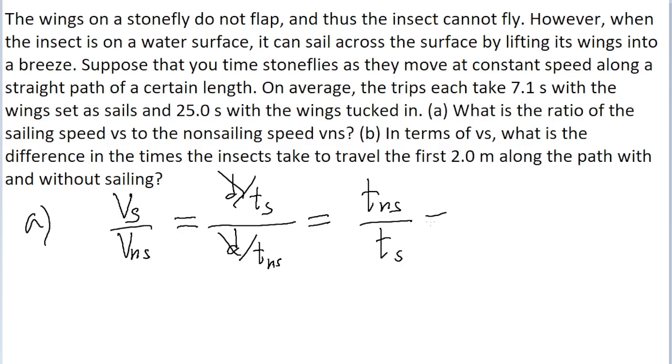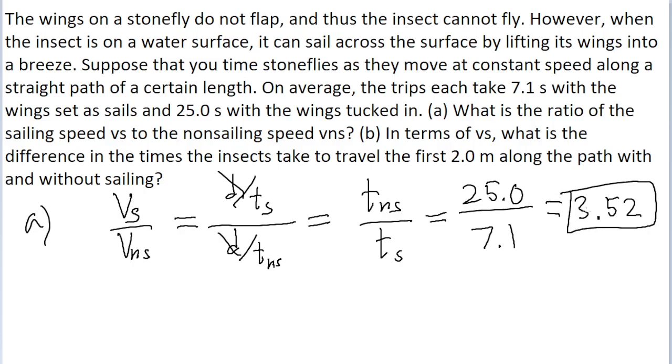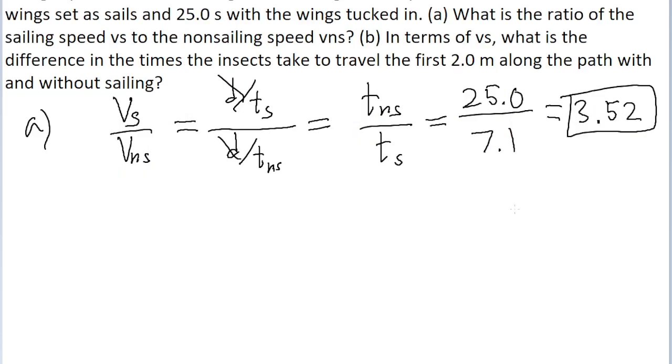And now we just plug in the times that were given to us in the problem. T sub ns, the non-sailing time, is 25 seconds, and the sailing time is 7.1 seconds. Put this into our calculator and we find this ratio to have a value of about 3.52. And that is the answer to part A.